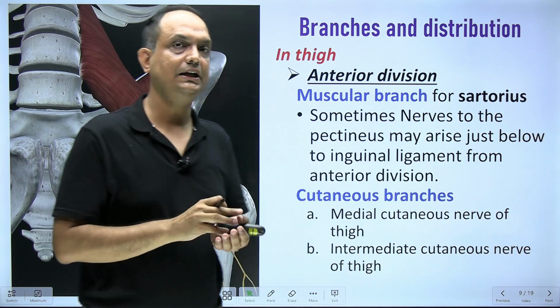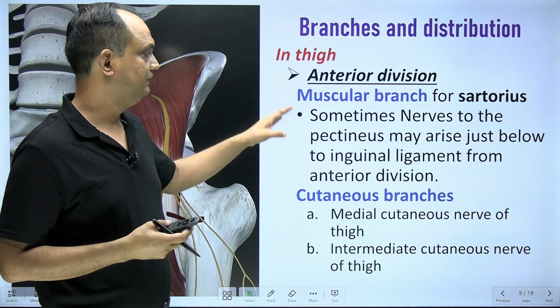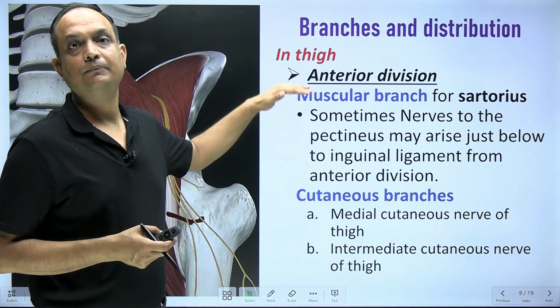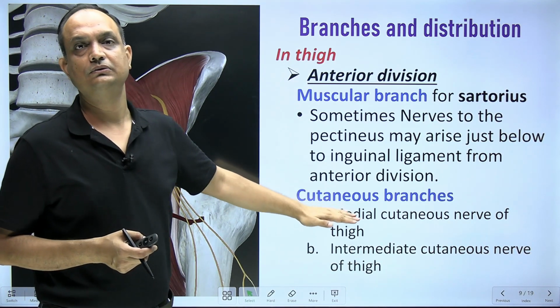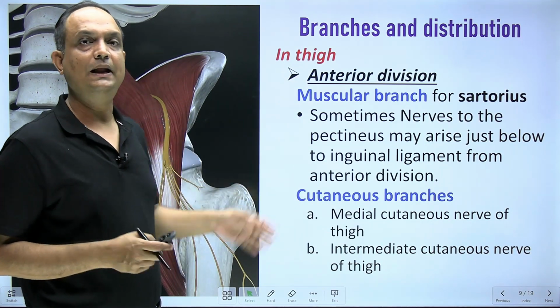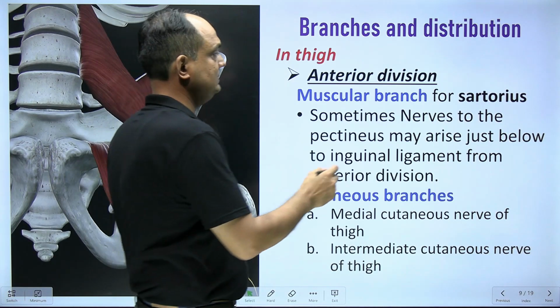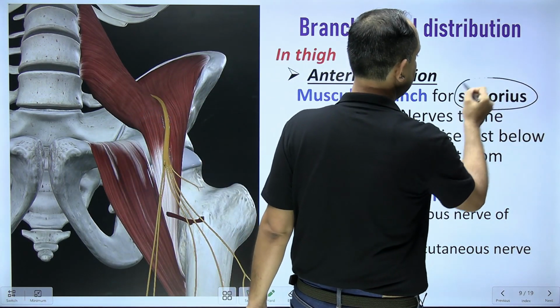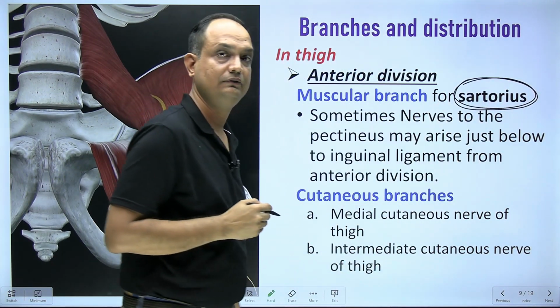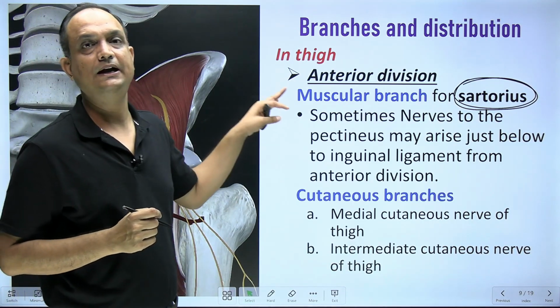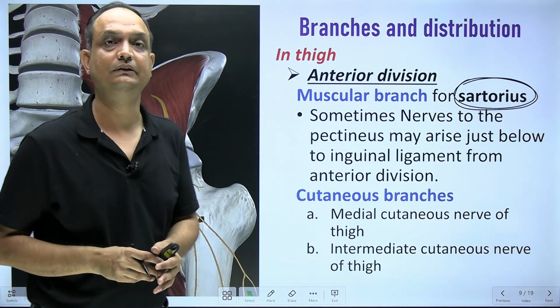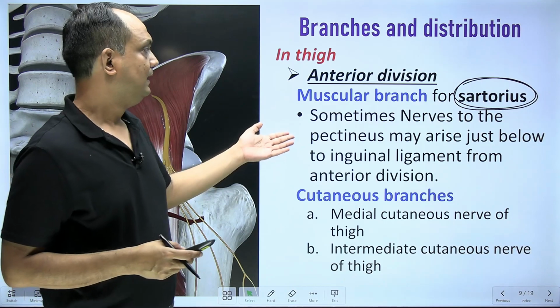Now when you see the anterior division, it will give two sets of branches: branches to the muscle and branches to the skin. It will supply only one muscle, and that is known as sartorius. You know that sartorius is a very long muscle of the front of the thigh, and it is supplied by the branch of the anterior division of the femoral nerve.